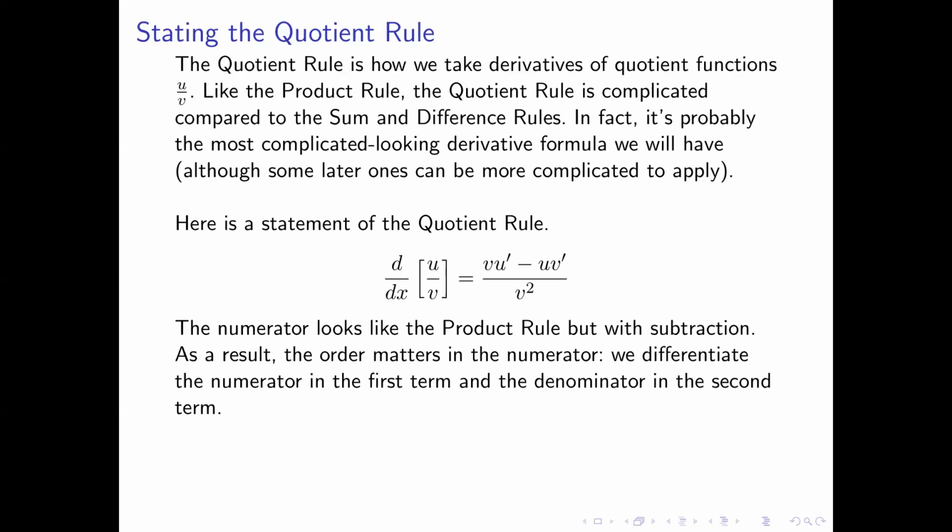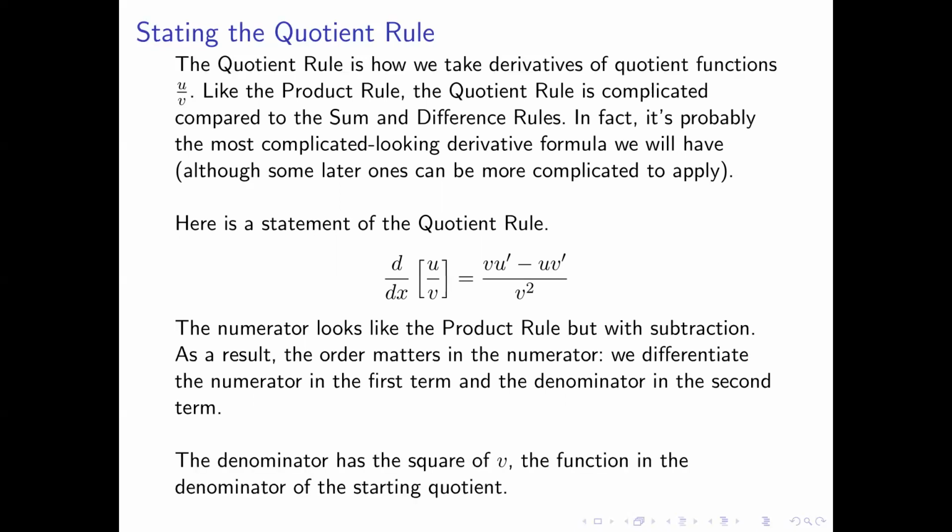In the first term, we have the derivative of the numerator function, u, times the denominator function. So v times u prime. And then those switch in the second term. And then in the denominator of our derivative, we have v squared. So we take whatever function appears in the denominator of our starting quotient and we square it. The important thing to remember here is that it's v that appears there, not v prime. We're squaring the denominator as given to us, not its derivative. That is the quotient rule for derivatives.